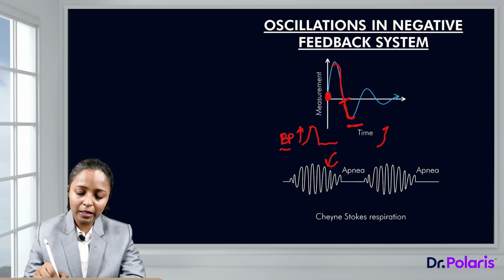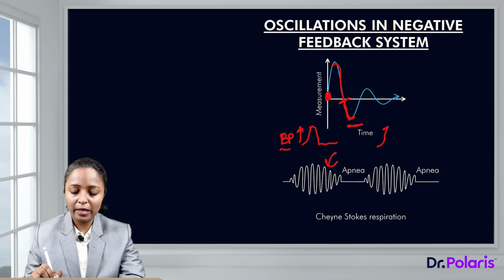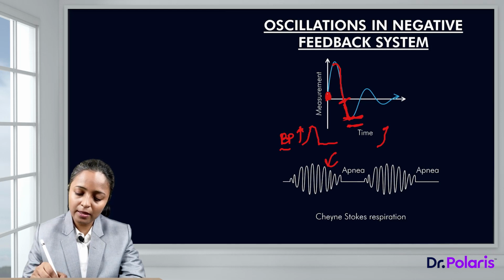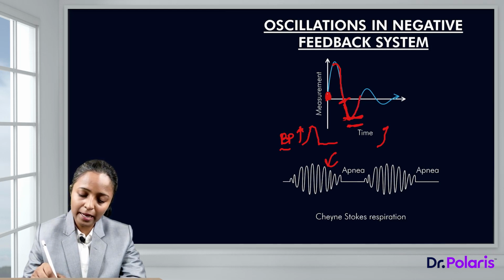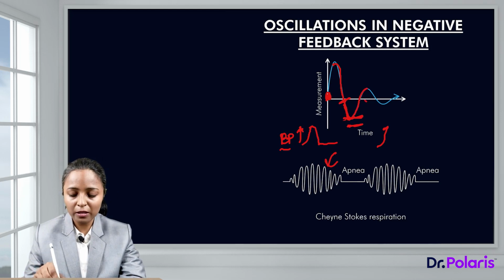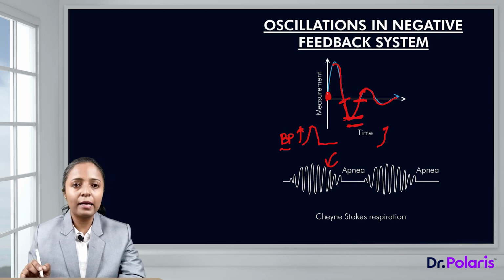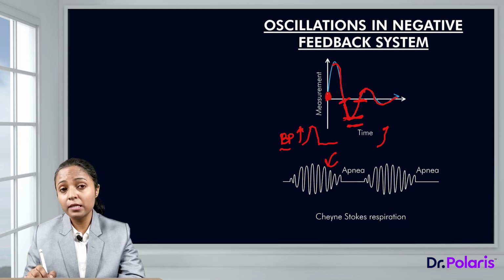So the correction is not perfect, right? Then again this value will be sensed by the baroreceptors. Then again the control system will act and it will try to correct, but it will again overshoot, right? So this is known as oscillations. This phenomenon is also seen in certain disease states in which the time lag actually increases.